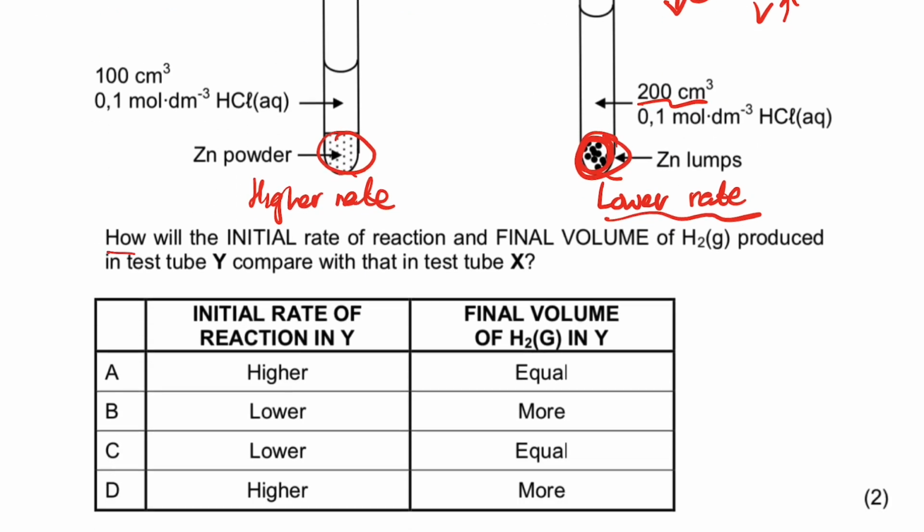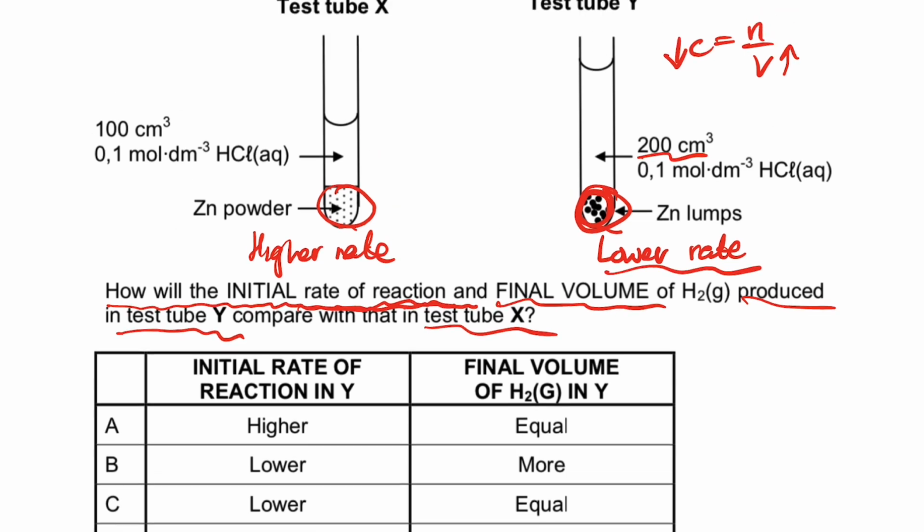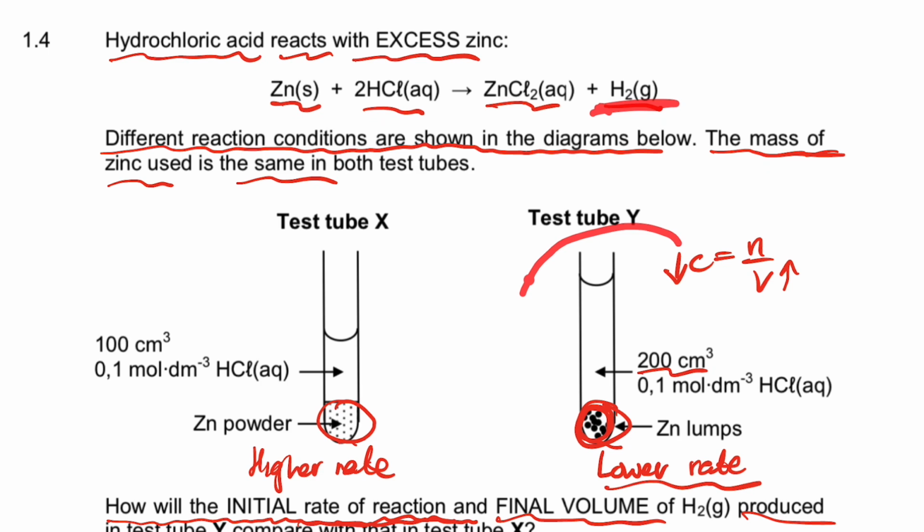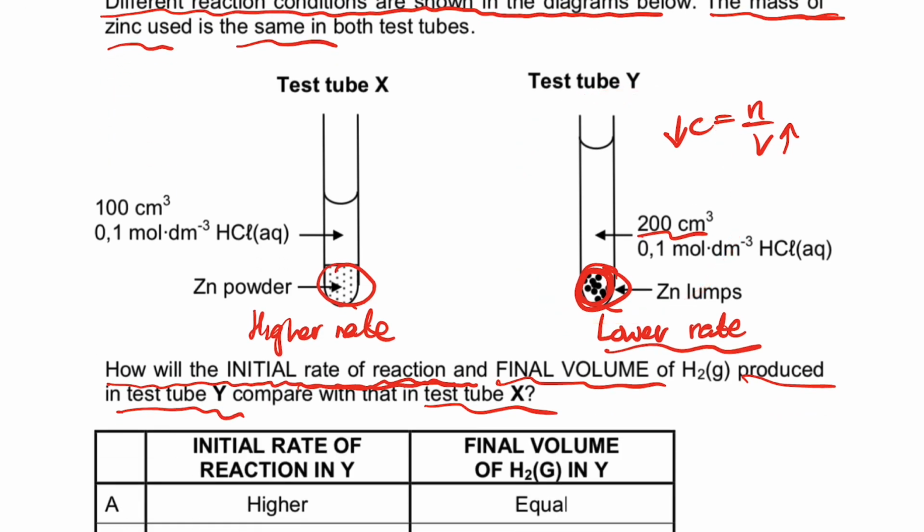Now the question says here, how will the initial rate of reaction and the final volume of hydrogen produced in test tube Y compare to test tube X? So the question here, we're comparing the initial rate and the volume. So this one, guys, will have a higher volume of hydrogen produced compared to test tube Y. Why? Because the reaction rate is higher, even though the volumes are different, so it makes this one produce a higher volume of gas.